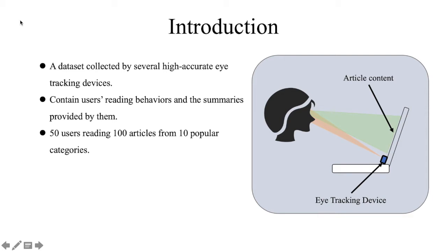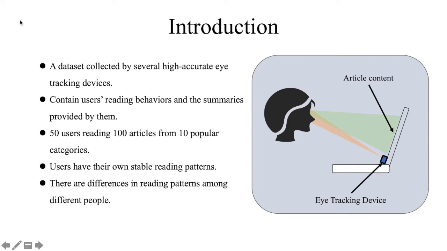After data processing, around 157 million gaze points are stored in the dataset. Based on our simple measurements on it, we found that users have their own stable reading patterns, and there are also differences in reading patterns among different people. This will be detailed later.